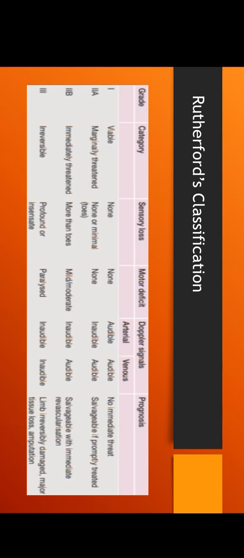Rutherford's classification for acute limb ischemia. Grade 1 is viable limb with no sensory motor deficit, no immediate threat to the limb. Grade 2A is marginally threatened limb with mild sensory loss, salvageable if promptly treated. 2B is immediately threatened limb with both sensory and motor loss, salvageable with immediate revascularization.